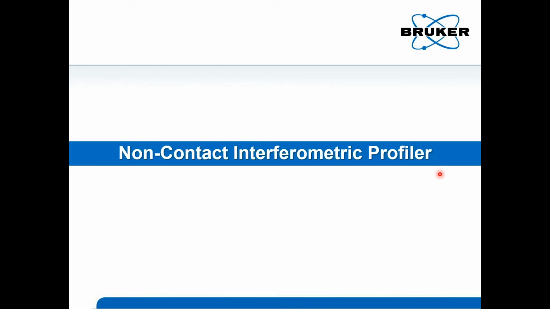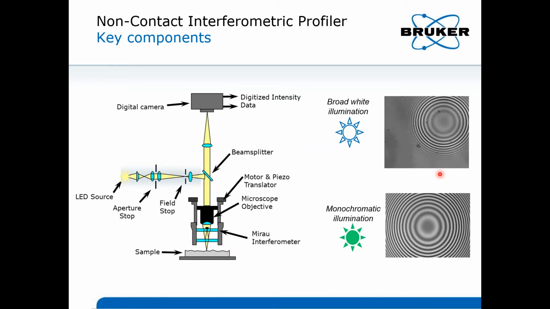Here at Bruker, we have different profilers. Today, we will put emphasis on the non-contact interferometric profilers. These profilers, in principle, work in a very simple way. This is just a standard optical microscope in which we have added a special translator in the vertical axis to scan the objective, together with a digital camera to post-process intensity images.